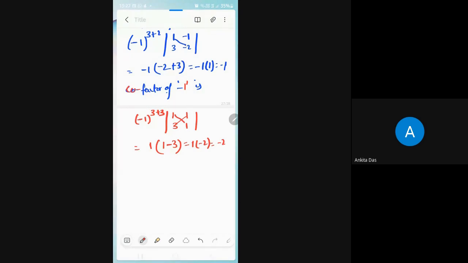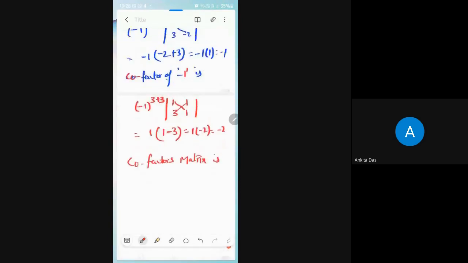So, cofactors of all the elements are over. We have done cofactors for 9 elements. Now what we need to do is write a cofactors matrix. In the place of the first element, we need to write its cofactor. In the place of the second element, we need to write the second element's cofactor, and so on.